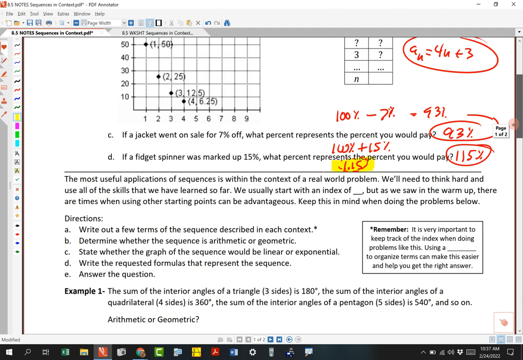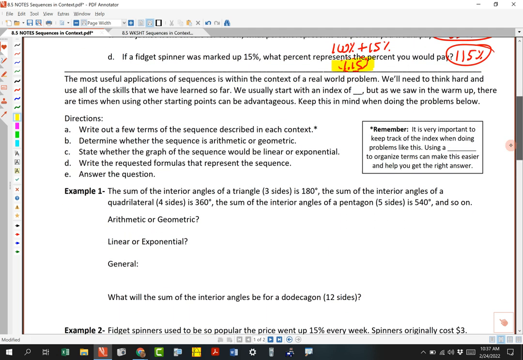Okay, so we're going to slide down here. And we're going to talk about these problems. They look like they're really long. I think you'll like these. These are almost as easy as the ones we've been doing for the last couple of days. One of the most useful applications of sequences is if we can use them and apply them in a real world situation. So we're going to need to put all of this stuff together to figure it out in the context. And we're going to need to remember, we usually start off with an index of 1.